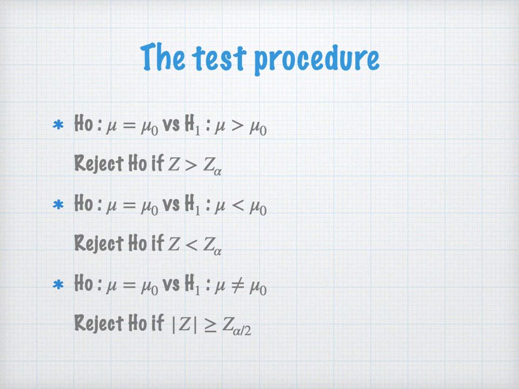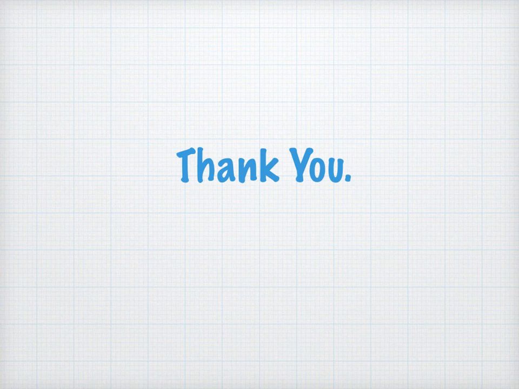So we can check whether the z value that we have calculated using the sample is greater than this z alpha, and then we reject H naught. If it is less than this z alpha, in the second case we reject H naught, and if the modulus value of z is greater than or equal to z alpha by 2, then we reject H naught in the third case. So this is the test procedure for testing the mean of a population in a large sample test.